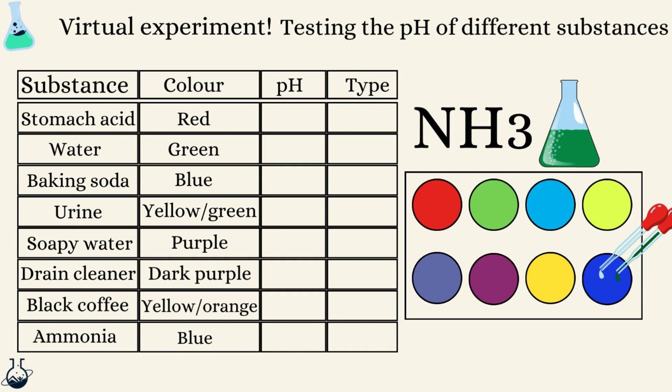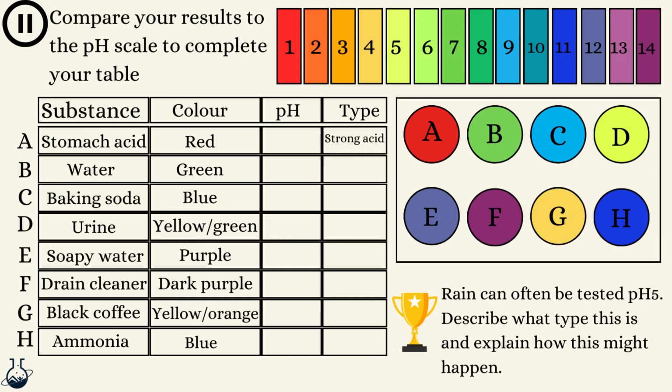Before moving on, take some time to ensure you have these results in your table because these will help with some analysis. Pause the video here and use your results to compare them to the pH scale. Use the pH scale to help you complete your results table. The results in the spotting tiles are labelled A to H and correspond to the results A to H in the results table. If you finish, try the challenge.